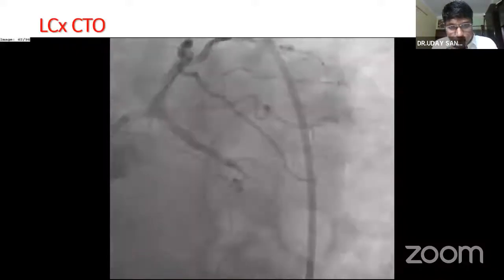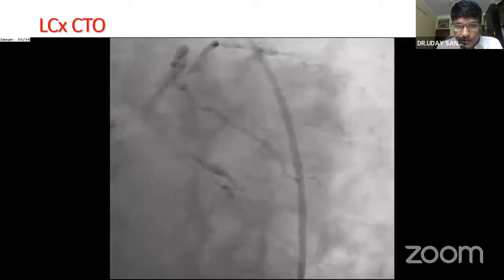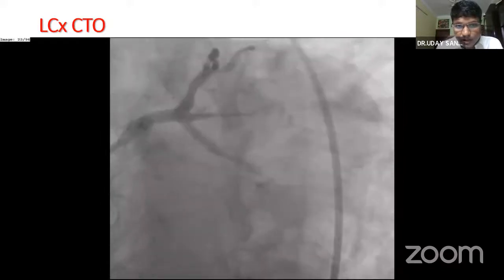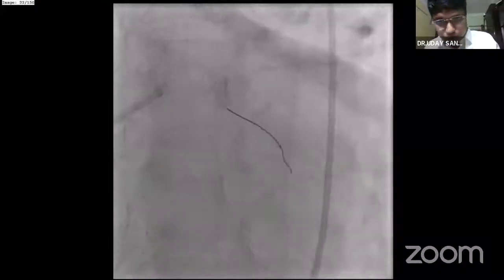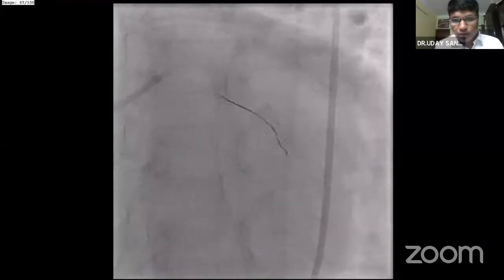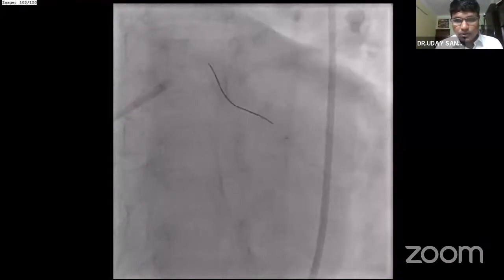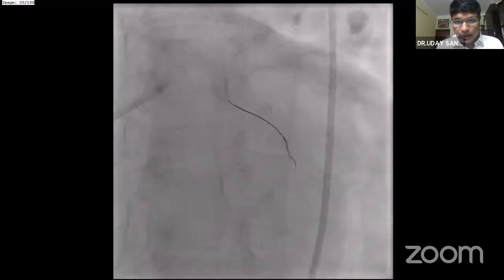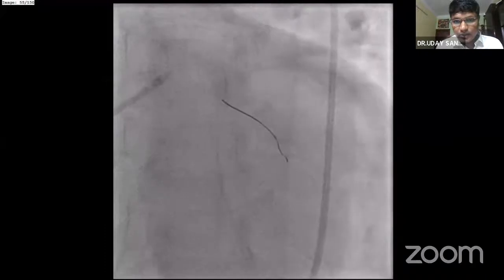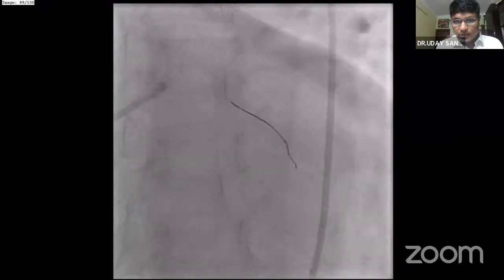I used the right groin and a 6 French guide catheter, and this was the lesion of the LCX just after the proximal part. I saw no such major OM coming out. One ramus was there, but this was the lesion. Initially I took a workhorse wire, Runthrough Floppy, with the microcatheter. But it actually perforated the proximal cap a little bit and went into the mid part of the CTO segment. After that, it did not move.